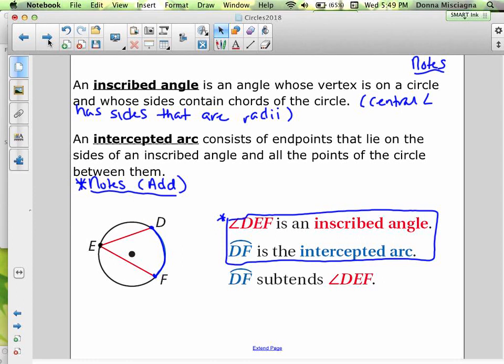So an inscribed angle is an angle whose vertex is on a circle and whose sides contain chords of the circle. Just as a reminder, you don't have to write this part down, but for central angles, the sides of the angle were the radii of the circle. So an intercepted arc consists of endpoints that lie on the sides of an inscribed angle and all the points on the circle between them.